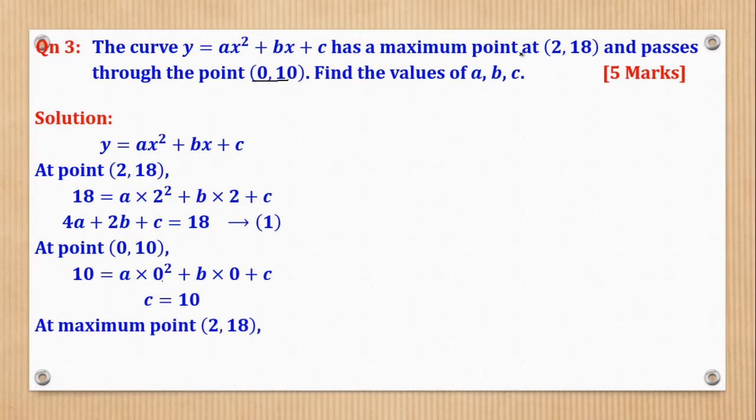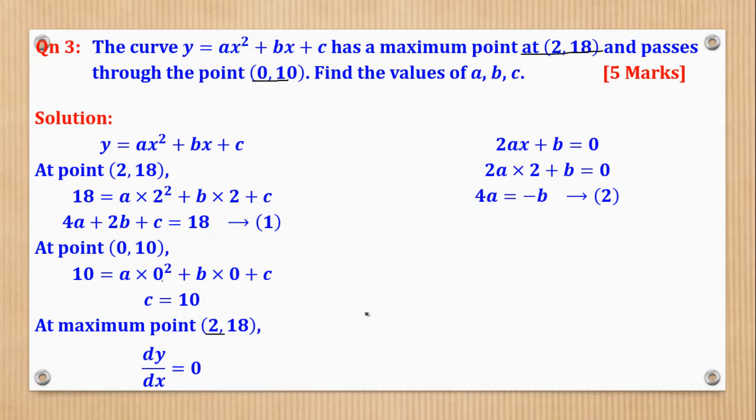Then at the maximum point, dy/dx is 0. So first differentiate and equate to 0. But they told us x is 2 and y is 18 at that point. So substitute for x, you will come up with a second equation. So we have this, we have this, we have this. We can use them to get the values of b and c.